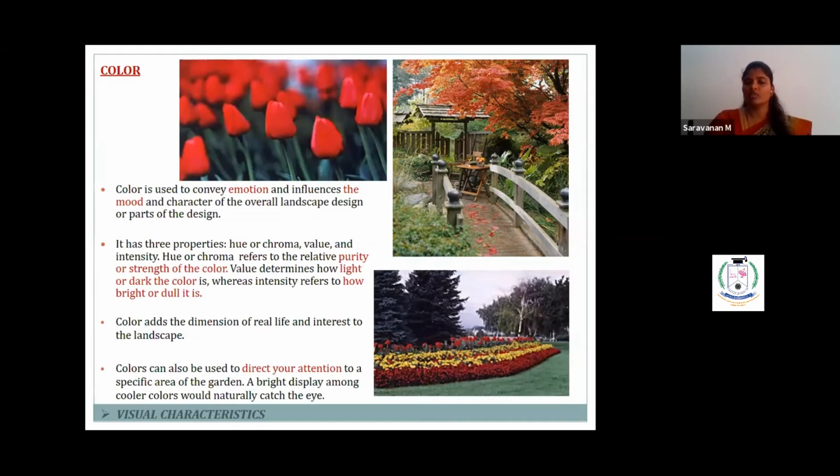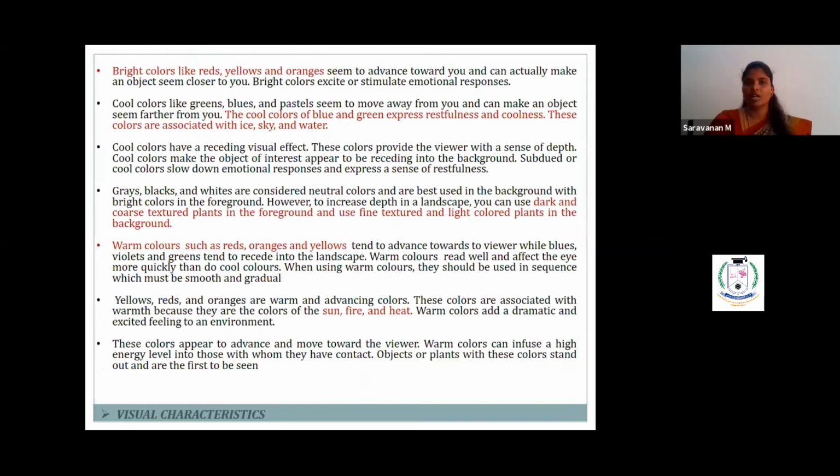So basically, when you give bright colors, it attracts your attention. Bright colors like red, yellow, and orange seem to advance and appear very close to us. The colors such as blue and green express restfulness and coolness, and have also been associated with ice, sky, and water. The cool colors have a receding visual effect.